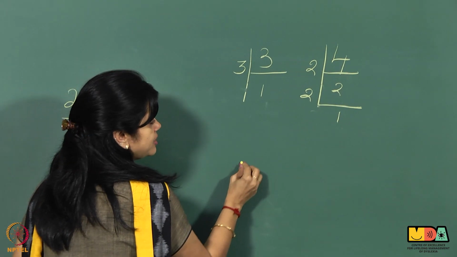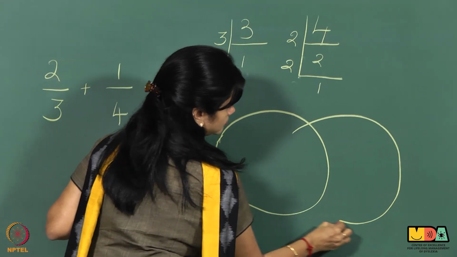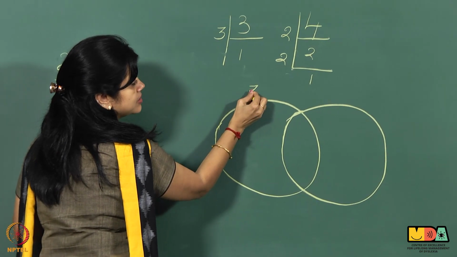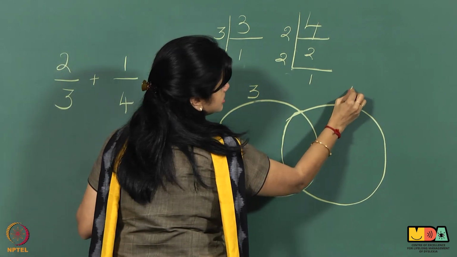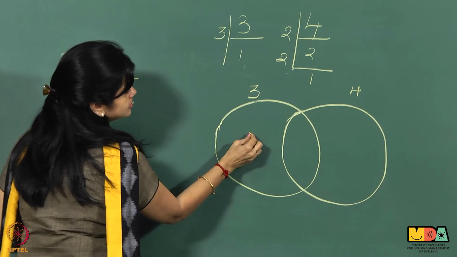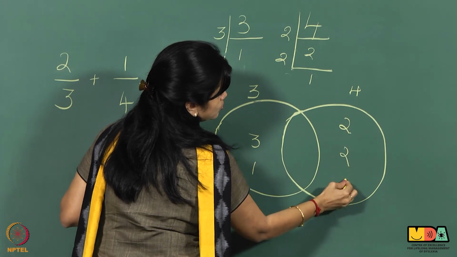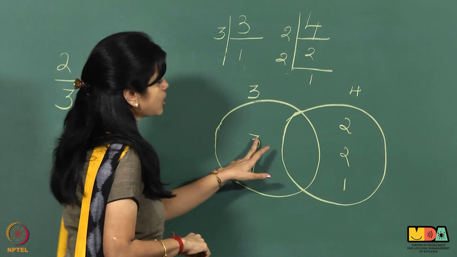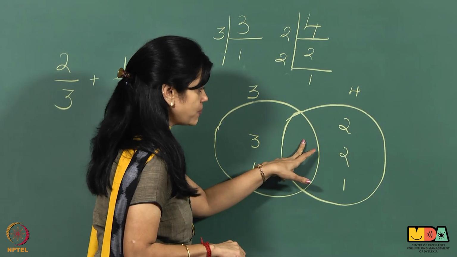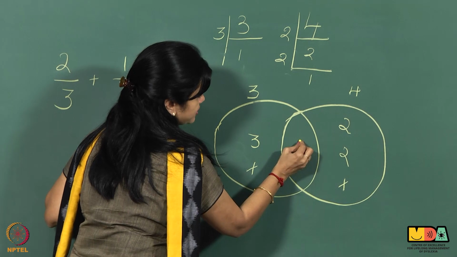The next step would be to draw a Venn diagram. And make sure that you write the number on top, 3 over here and 4 here. And under 3, you know 3 has factors 3 and 1, and 4 has factors 2, 2 and 1. Now, what is common between these two? You have to scratch or score off and write it in the common area. If you notice over here, only 1 is common, so the child scores off and writes it here.